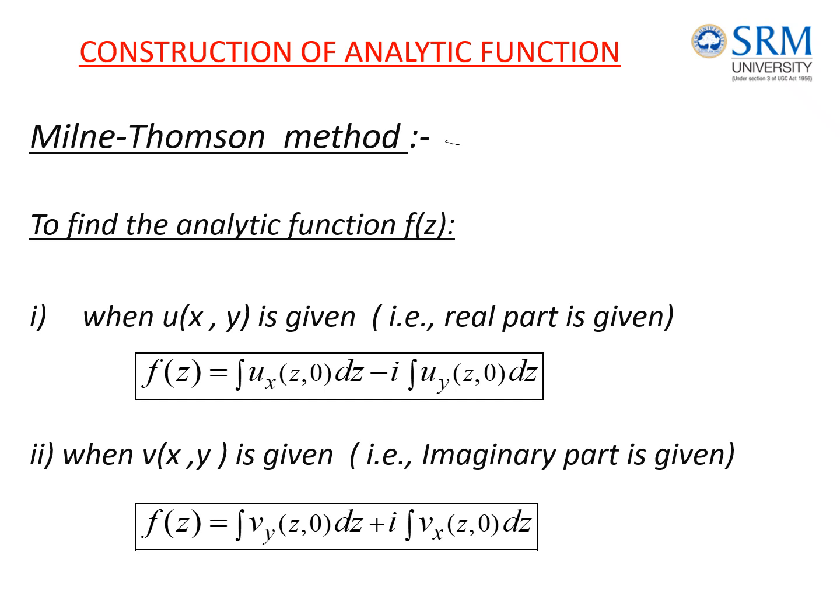Using this, we can find the analytic function if the real part of the analytic function is given, that is u is given. If v is given, that is the imaginary part of the analytic function is given, then f of z can be found by integration of vy at the point z comma 0 dz plus i times integration of vx at the point z comma 0 dz.